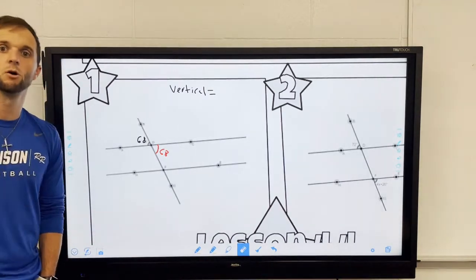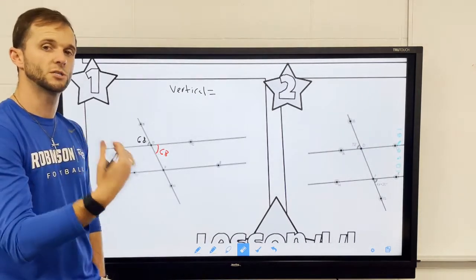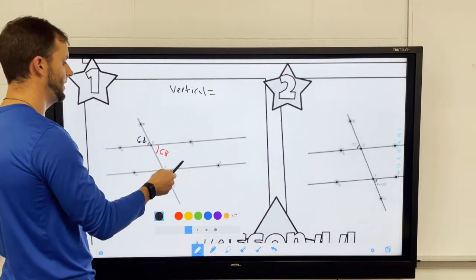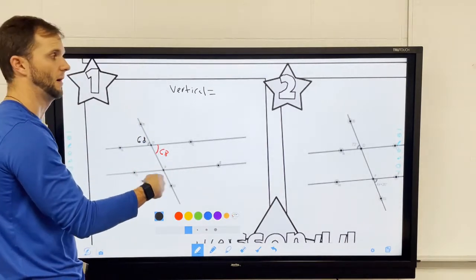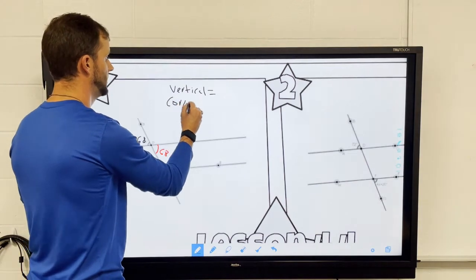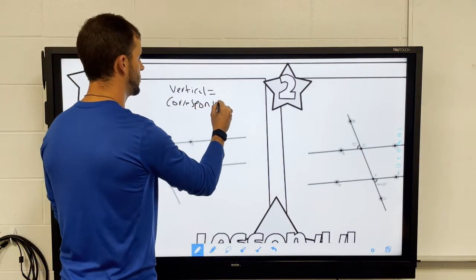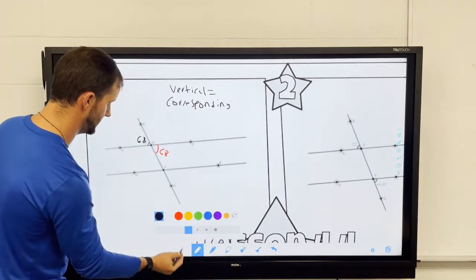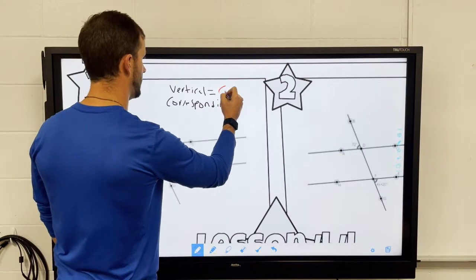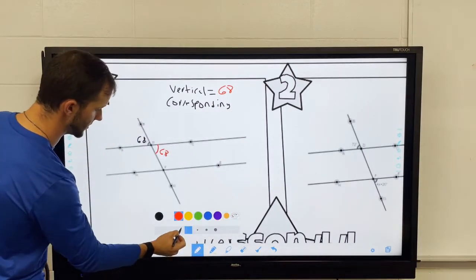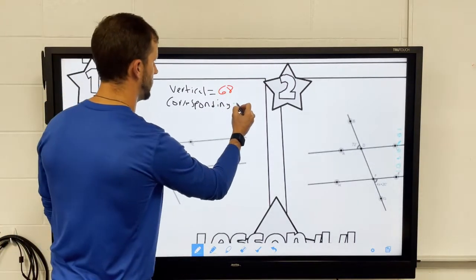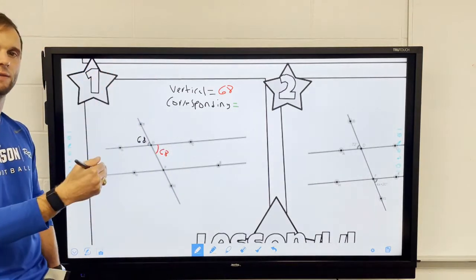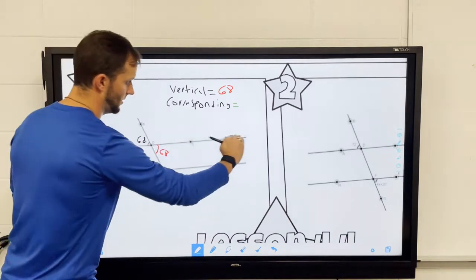The next angle we're going to look at is called the corresponding angle. Corresponding means it's basically the same thing on the other parallel line, in the same spot. I'm going to do this one in red, and I'm going to do your corresponding angle in green here. Corresponding is also going to be 68, but that means it's basically in the same spot on the other parallel line.